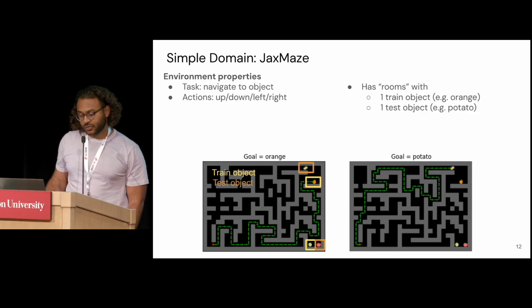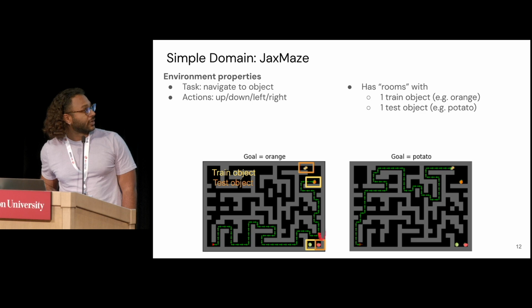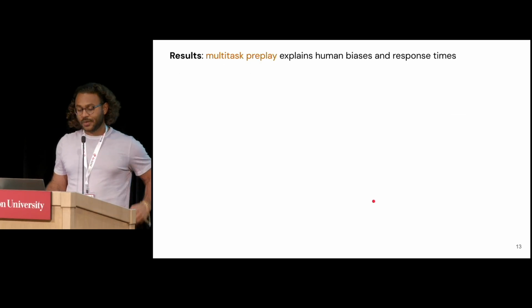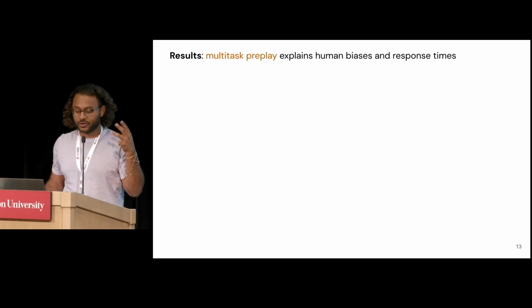Okay, so we study this in a simple domain where you can navigate around it. There's a train object and a test object. You can move up, down, left, right. And then there's a structure where this is optimal for the train object, this is optimal for the test object. Now I'm going to just go very quickly through this result, just to show you what you could do.